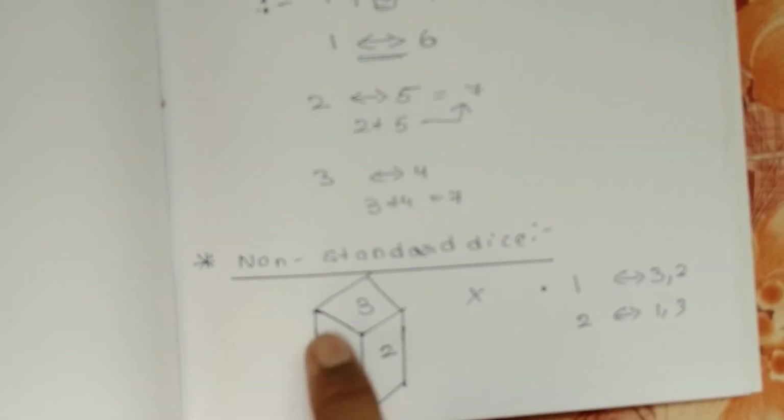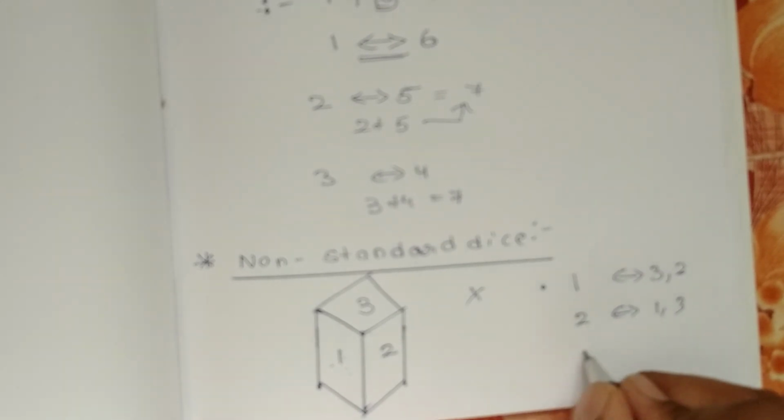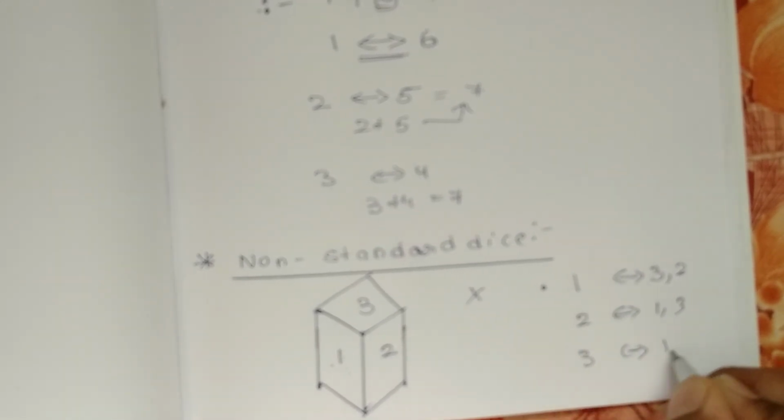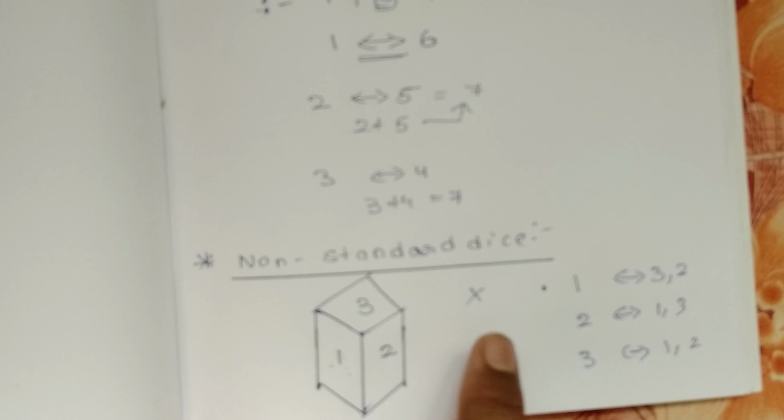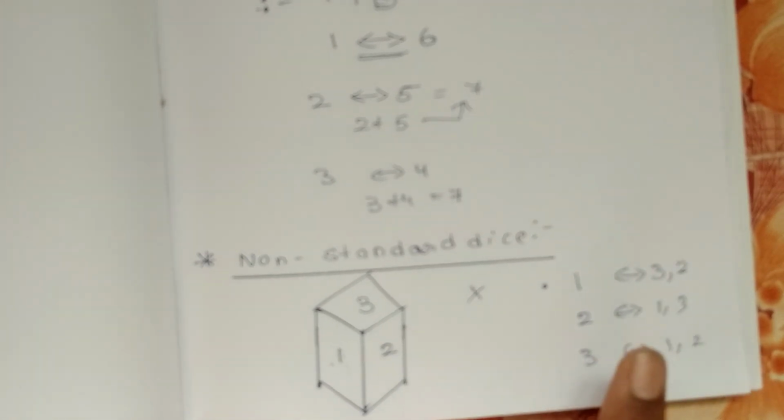For 2, 1 and 3 will not be opposite, and for 3 we won't get 1 and 2 as opposite. For 3, 1 and 2 will not be opposite, whereas it will be adjacent. As you can see here, it is only adjacent. It's not opposite. I'm repeating again, it's only adjacent, but it's not opposite.